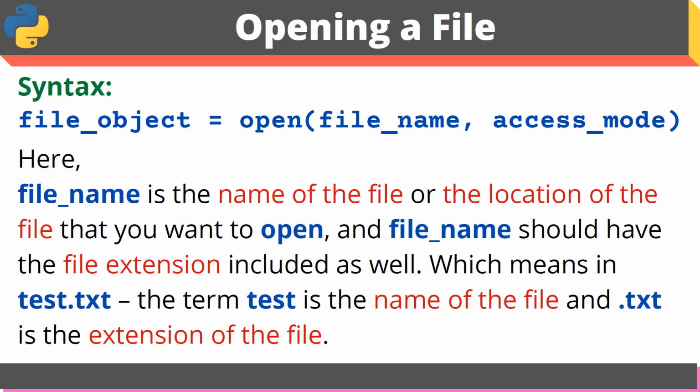Or if we are working on some folder and we want to open a file that is in another folder, then we can use the location of the file. And the file name should have the file extension, and it has to be included as well, which means in test.txt, the term test is the name of the file and .txt is the extension of the file.